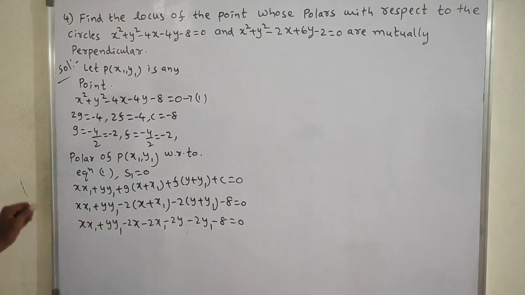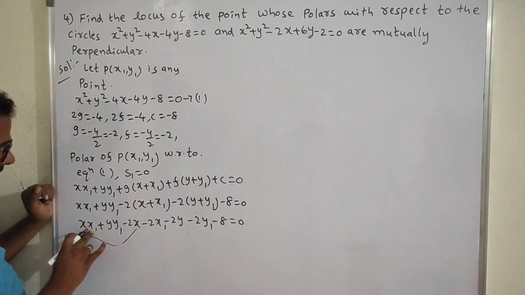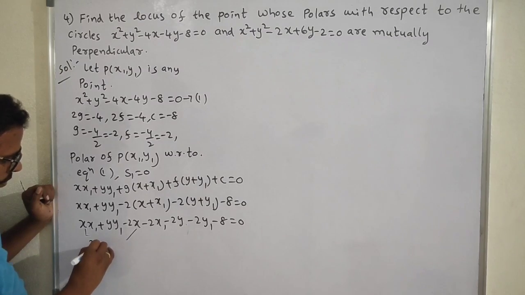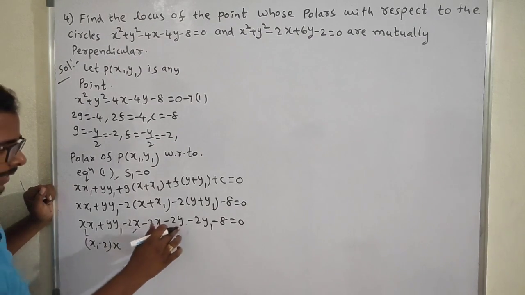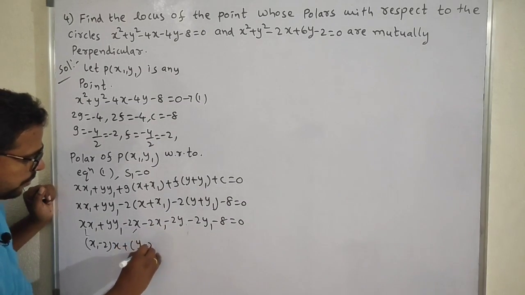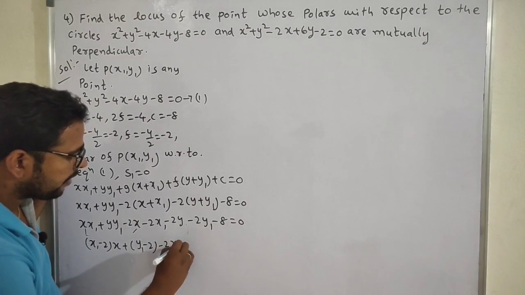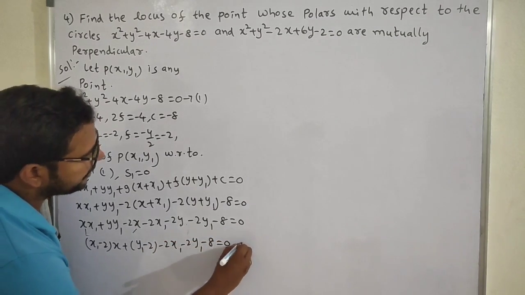So x is common here; take x common. What is remaining? x1 minus 2, into x. Next, take y terms common; what is remaining? y1 minus 2, into y. So what are the remaining constants? Minus 2x1 minus 2y1 minus 8 equals 0. Take it as equation number 2.